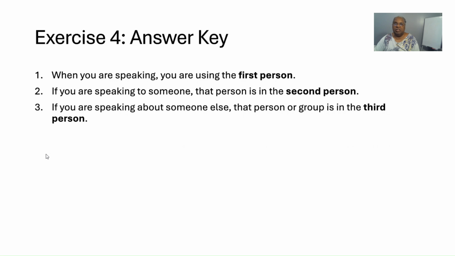Here is the answer key to exercise 4. The correct answers are 1. When you are speaking, you are using the first person. 2. If you are speaking to someone, that person is in the second person. Number 3, if you are speaking about someone else, that person or group is in the third person.